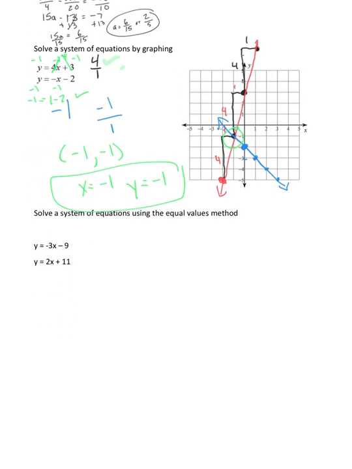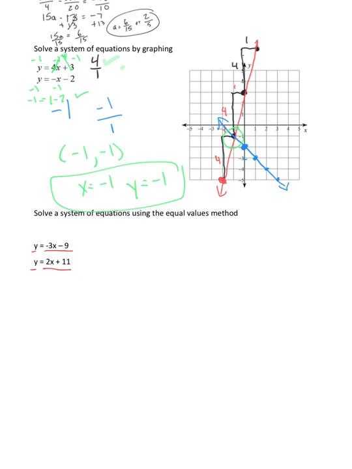The last problem, solving a system of equations by using the equal values method. So again, this is something where we're saying that this is the same thing as this. This is the same thing as this. That is what the equal sign means. It means these two are the same.